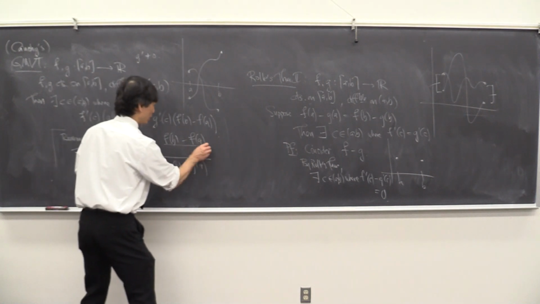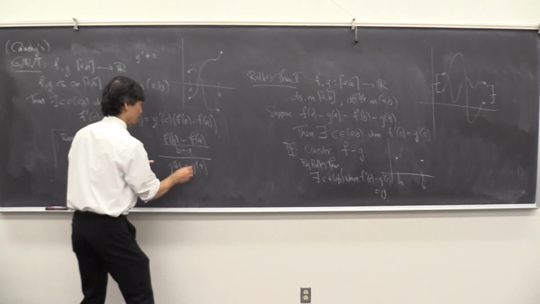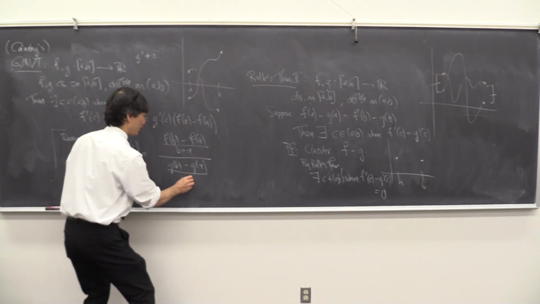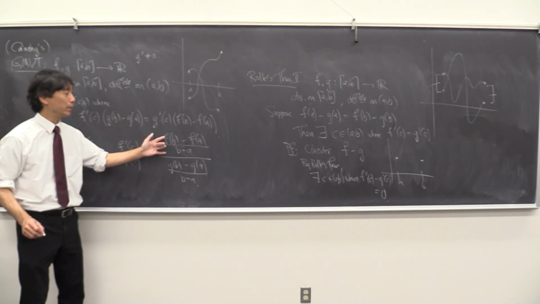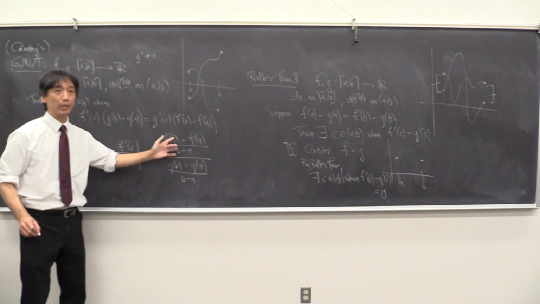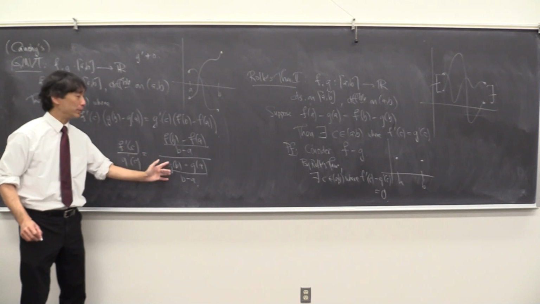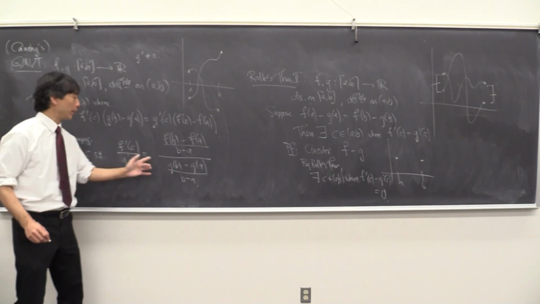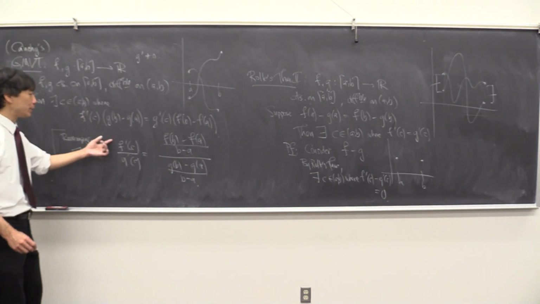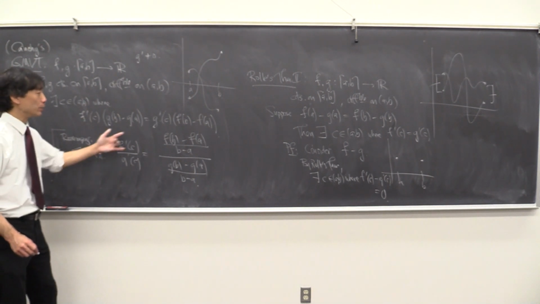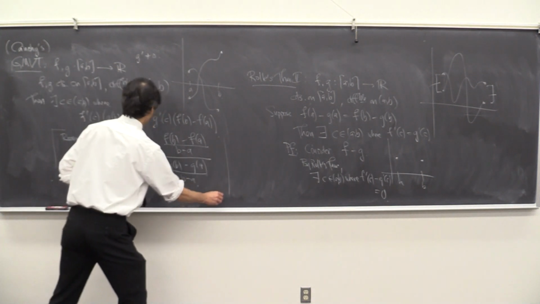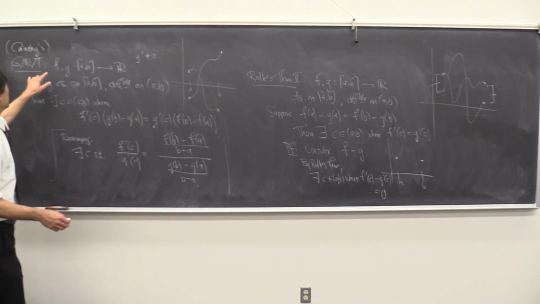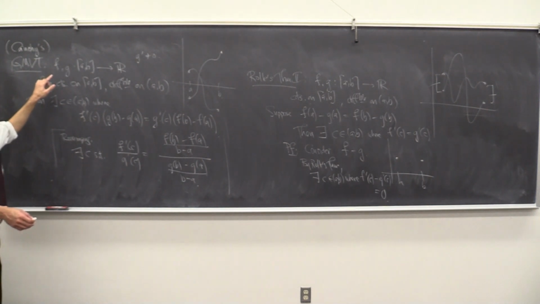But I can make it even more suggestive by adding in a nice looking 1 over b minus a. So this is the average velocity of f, and this is the average velocity of g. So there exists a point where the ratio of the instantaneous velocities equals the ratio of the average velocities. That's really what Cauchy's generalized mean value theorem is saying.